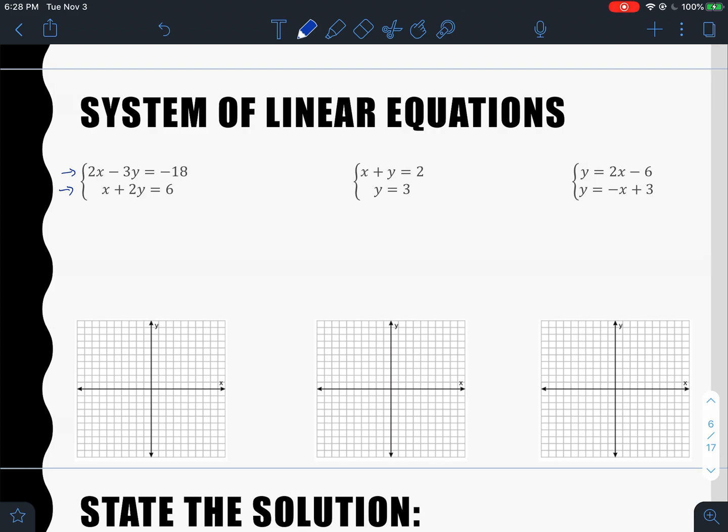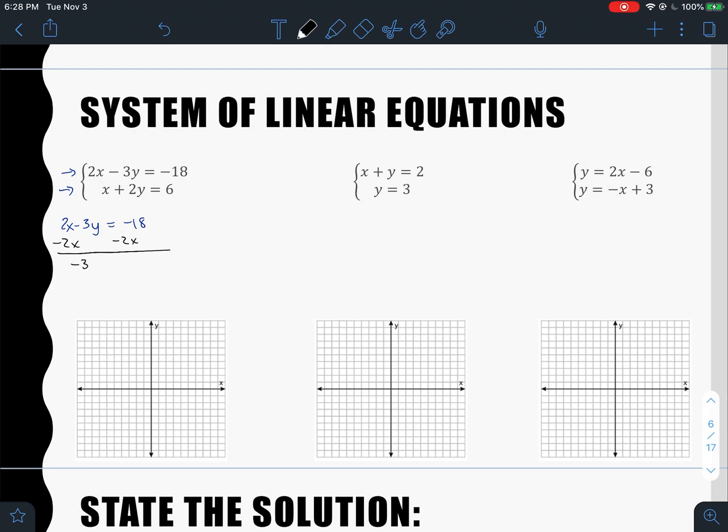By themselves, each of these is its own separate equation, but we want to know what happens if we graphed them together on the same coordinate plane. So if we wanted to graph 2x minus 3y equals negative 18, you've got two ways to do this. We could graph using intercepts, or we could solve for y.